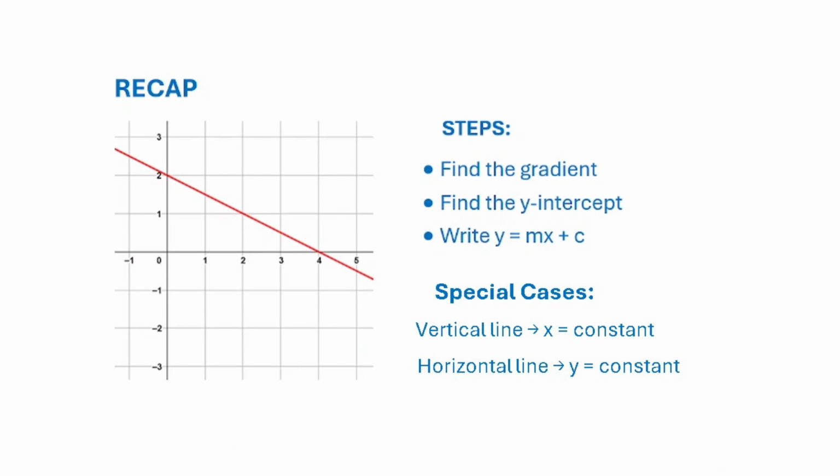Let's summarize. To find the equation of a line, find the gradient, find the y-intercept, and write the equation in the form y = mx + c. For the special cases, if the line is vertical, the equation is x = a constant. If the line is horizontal, the equation is y = a constant.